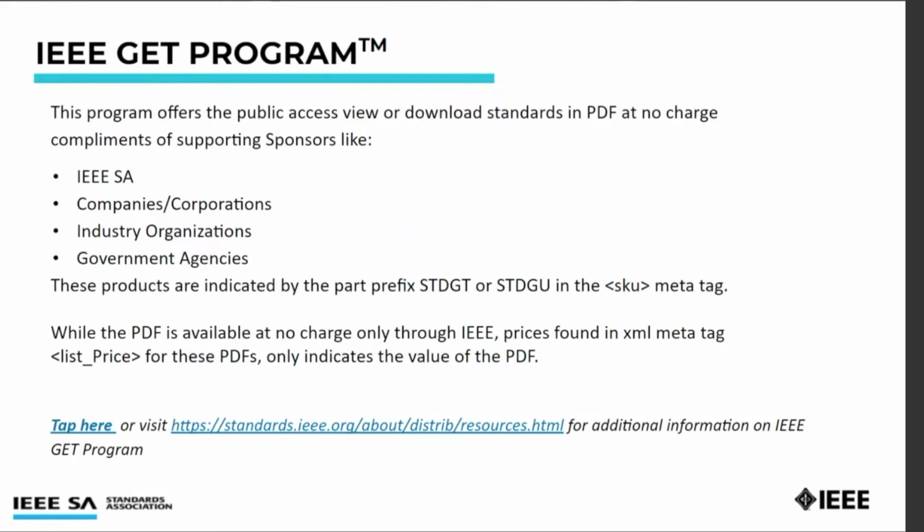Other types of products included in the electronic data feed are considered value add. One such value add product is the IEEE GET program, which is an industry-sponsored program that offers view and download access to IEEE standards to the public at no charge. IEEE SA, a government agency, or a corporation may sponsor and cover the distribution costs of these standards to enable this free access.